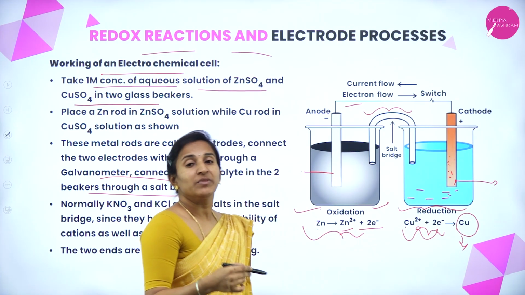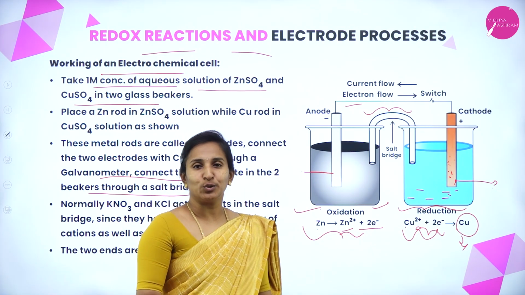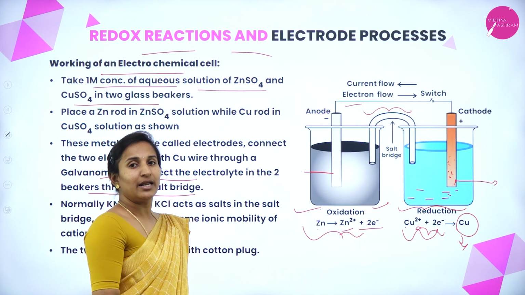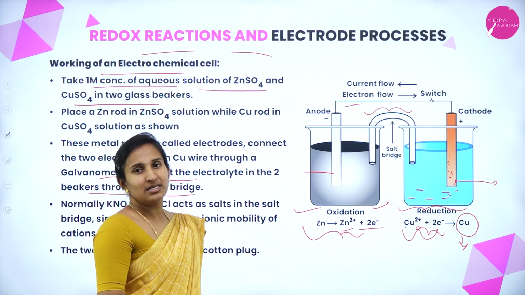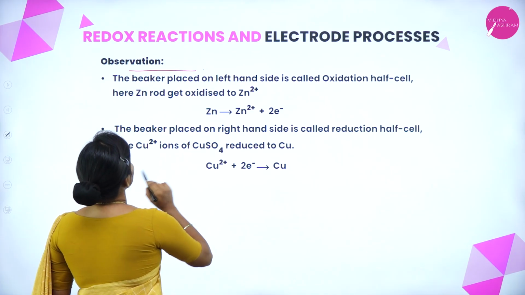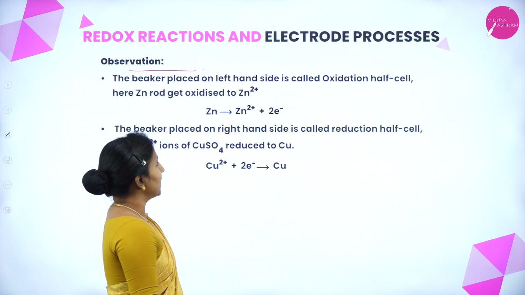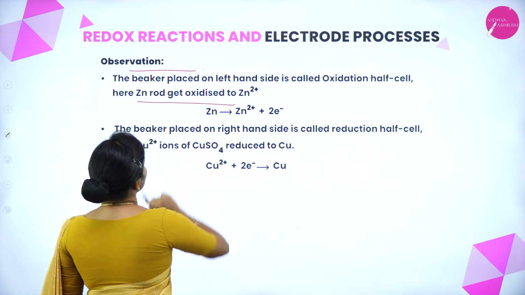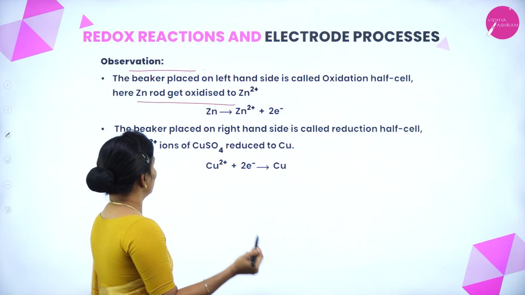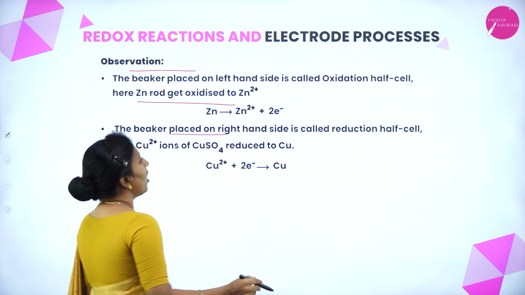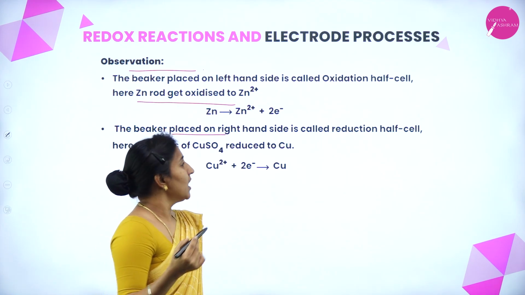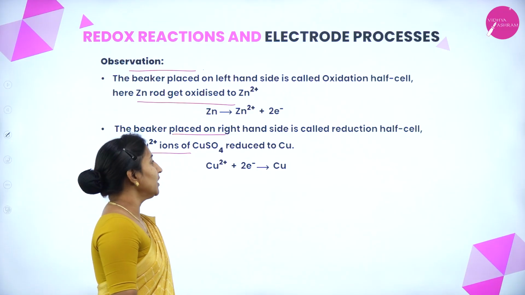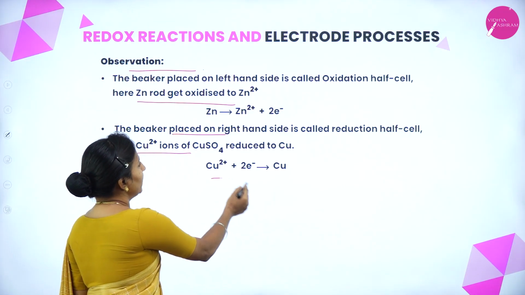So this is the construction of an electrochemical cell. It is an example of an electrochemical cell, said to be the Daniell cell. Observation: the beaker placed on the left side is called the oxidation half cell. Here the zinc rod gets oxidized to zinc 2+, and the beaker on the right side is called the reduction half cell. Here the copper ion of copper sulfate is reduced to copper.